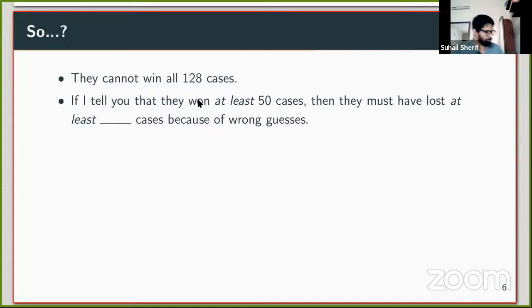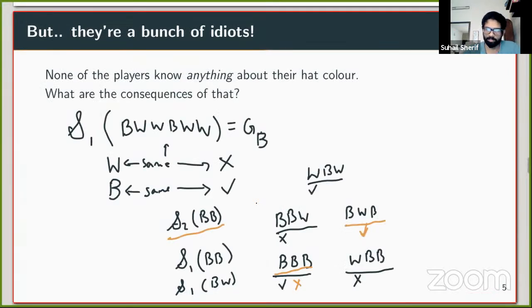Okay, so let's answer this question. At least 50 cases have been won. So there have been at least 50 correct guesses, though they need not be by one player; they could be by multiple players across cases. But what we know is that at least 50 cases have been won. So there are at least 50 tick marks in this kind of diagram that I've drawn here.